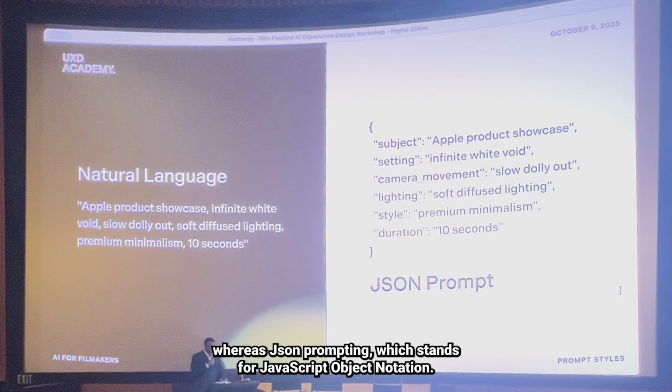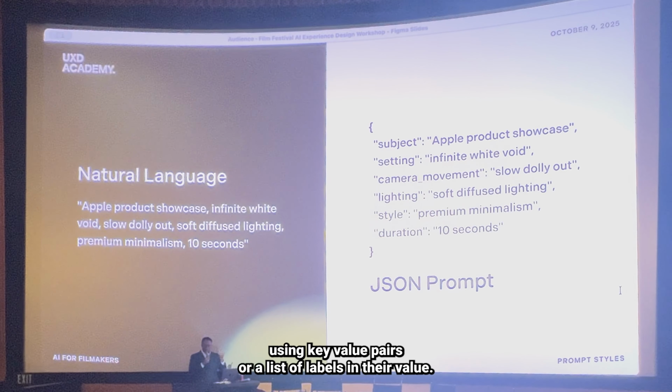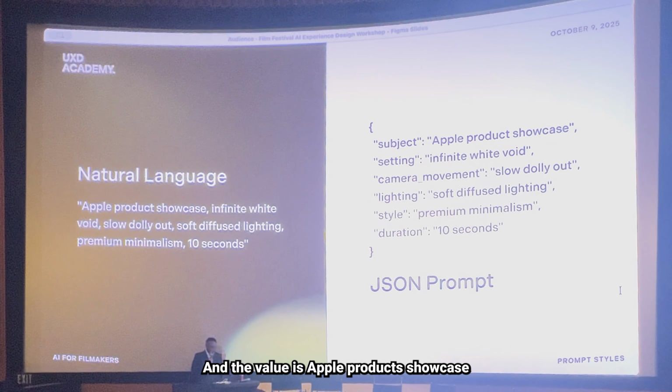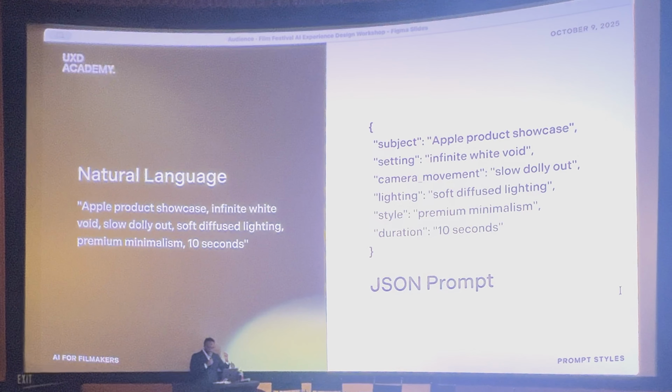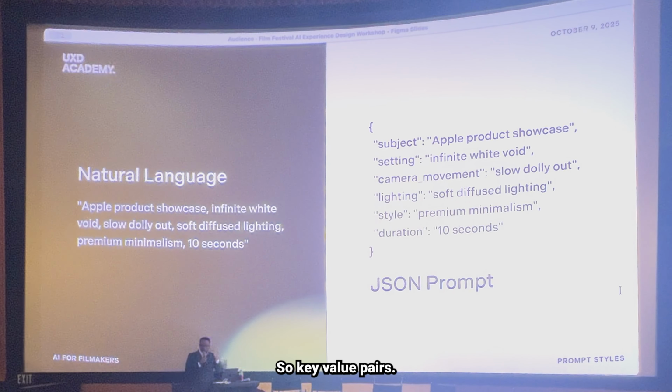Whereas JSON prompting, which stands for JavaScript Object Notation, is a lightweight, simple way to organize data using key value pairs, or a list of labels and their values. So when you see subject, that's the key, and the value is Apple Product Showcase. The setting is the key, and the value of setting is infinite white void. So key value pairs, okay?